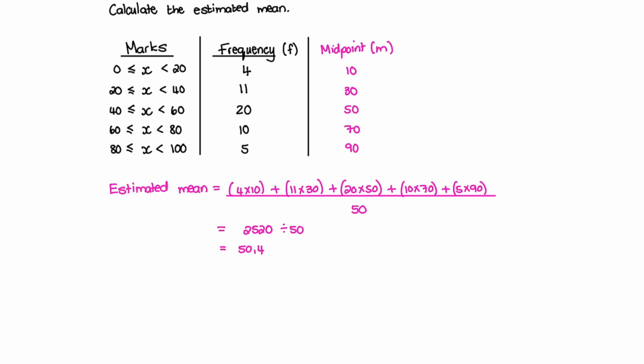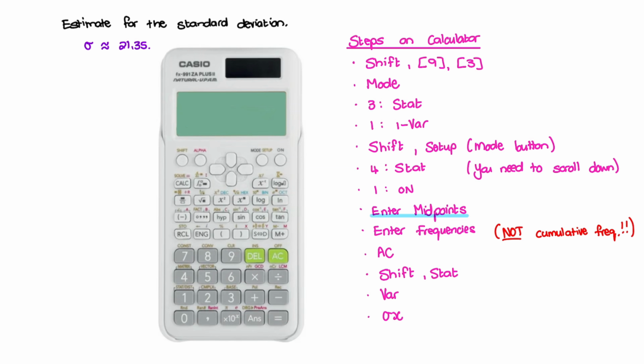Once you have that, you can work out the estimated mean. So the estimated total is 2,520 divided by the 50 people within our study. And so the estimated mean would be 50.4. So now that we have the estimated mean, we can also find the estimated standard deviation using our calculator. So for this example, I'll go through the steps that we would need in order to find the standard deviation.